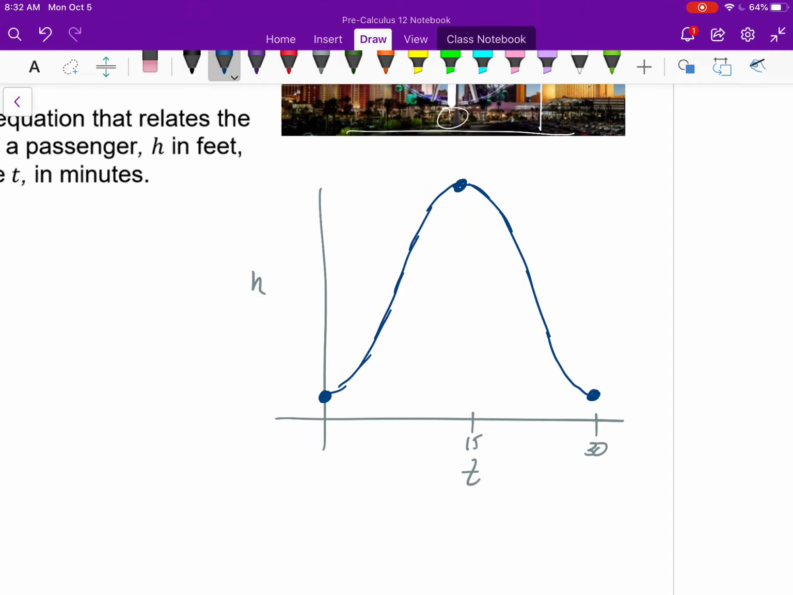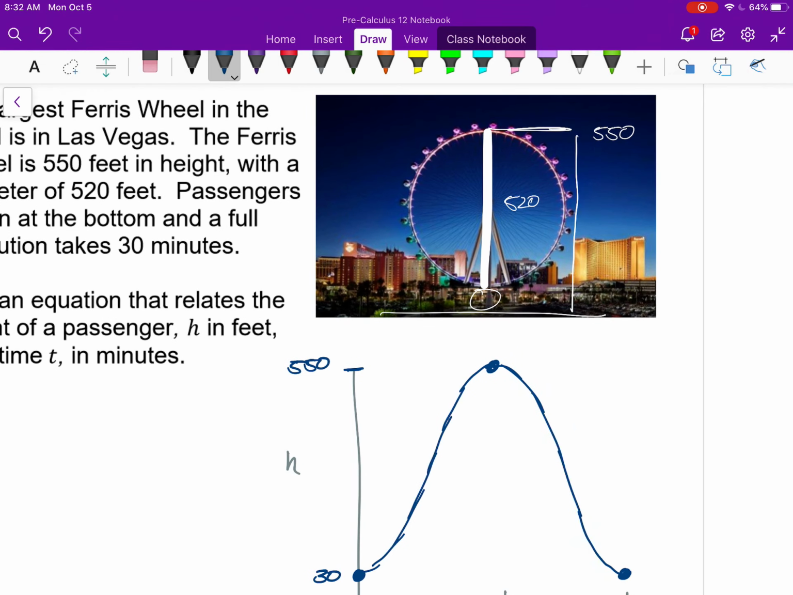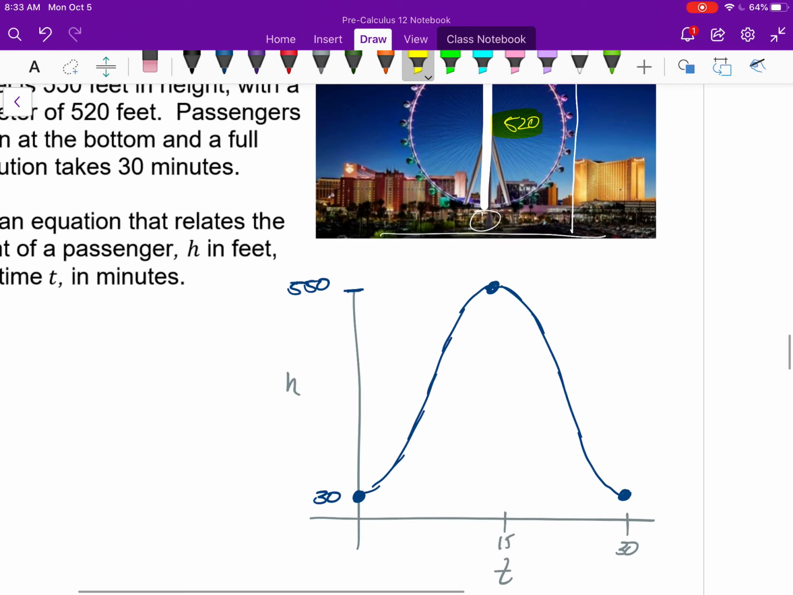What else do I know? I know the highest point this graph gets to is 550. The lowest point, therefore, must be 30. It doesn't directly say that in the question, but it indirectly says that. The total height is 550 feet, but the diameter of the wheel is 520 feet, which means the bottom must be 30 feet above the ground.